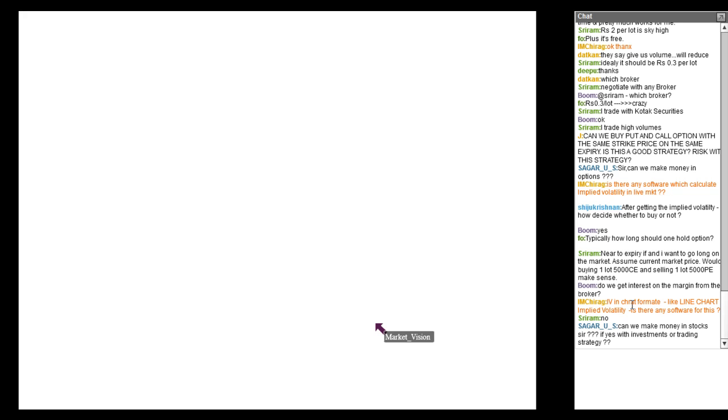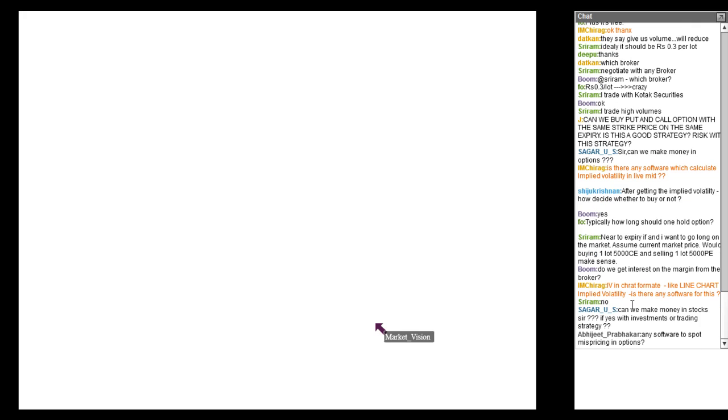Nearer to expiry, if I want to go long, can I do a straddle at 5,000 to go long on the market? The straddle doesn't really technically go long on the market. It has a downside even if the market goes up. So it's like neither long nor short. You lose money if you're short a straddle. You make money if you're long a straddle only if the market moves a lot.